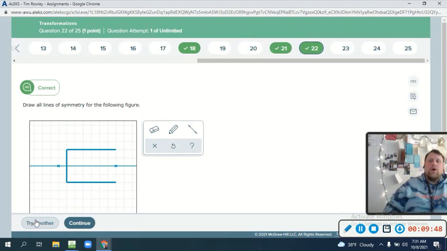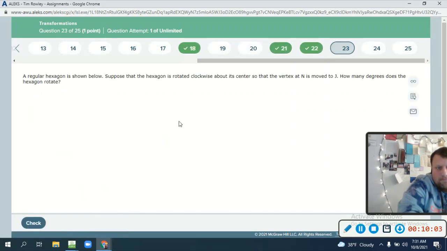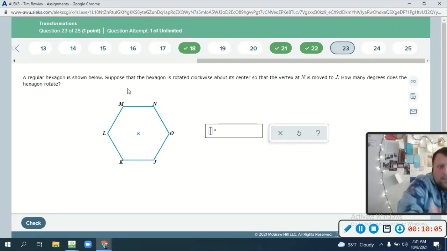And that's what a line of symmetry is. We're going to get into 2 other kinds of symmetry here in the next few problems. We're going to talk about rotational symmetry and point symmetry. So let's first do rotational symmetry, and that is going to be problem, I believe, 23. A regular hexagon is shown below. Suppose that the hexagon is rotated clockwise about its center so that the vertex at N has moved to J. How many degrees does the hexagon rotate?